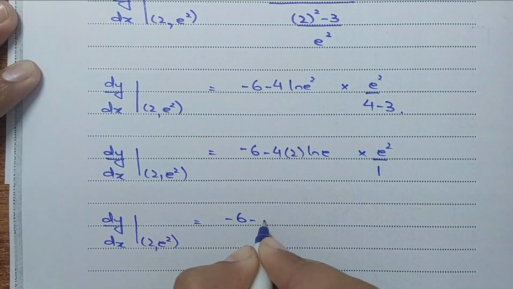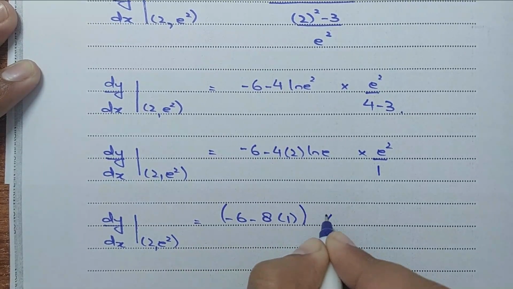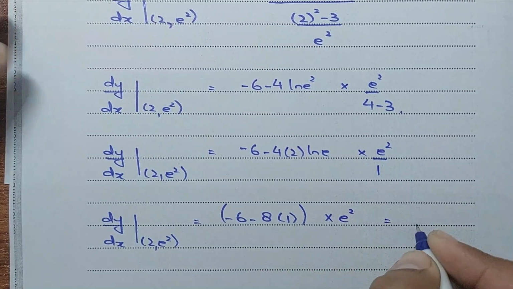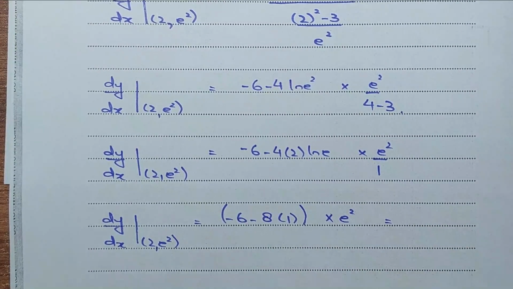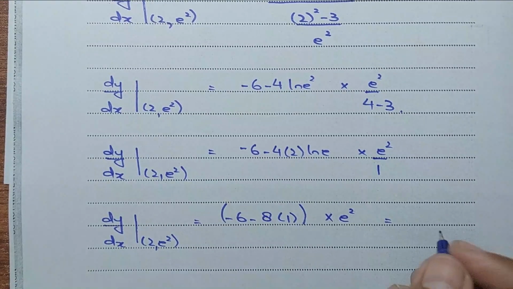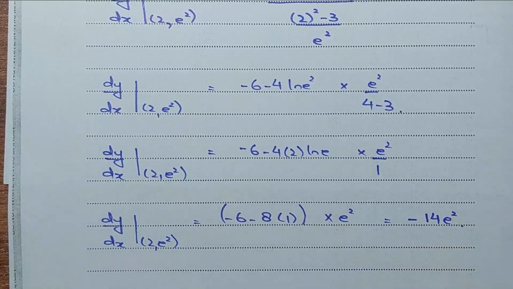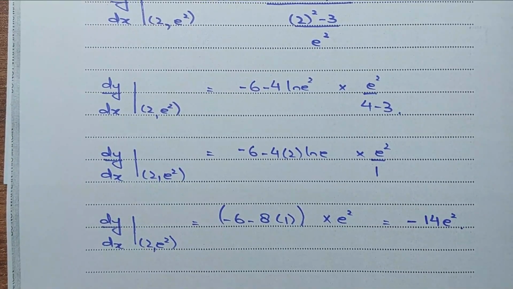Minus 6 minus 4 times 2 is 8. Natural log of e is 1. So this whole thing is multiplying by e square. So we can say minus 6 and minus 8. This becomes minus 14 e square. This is negative of 14 e square. This is the gradient. Okay.